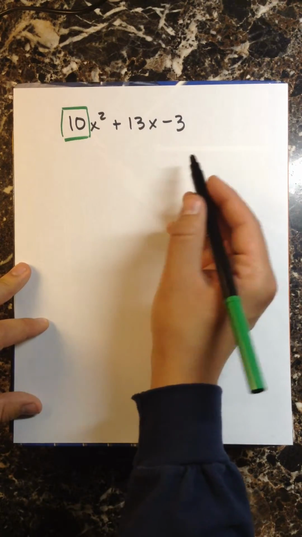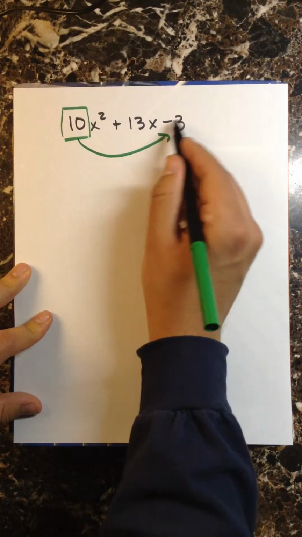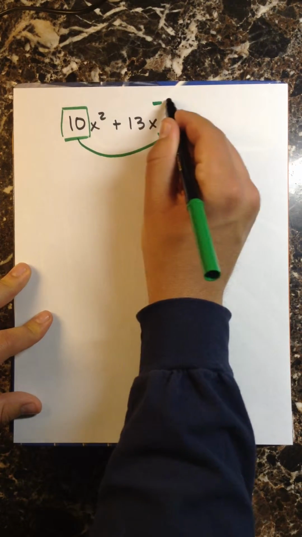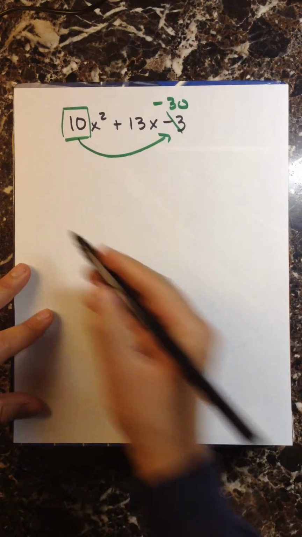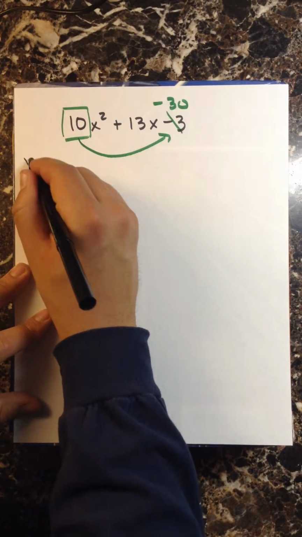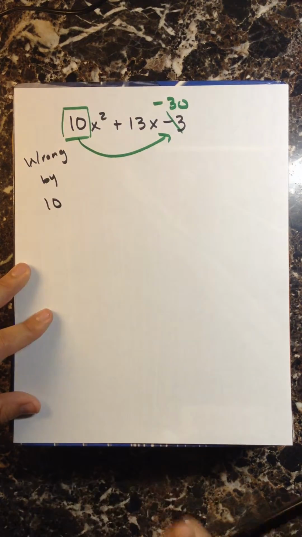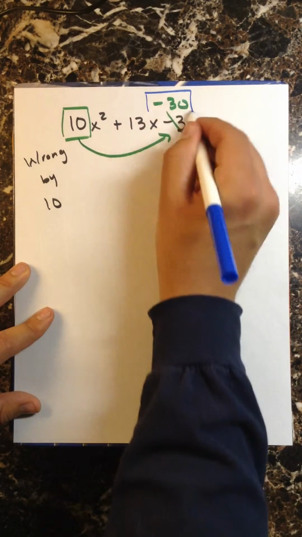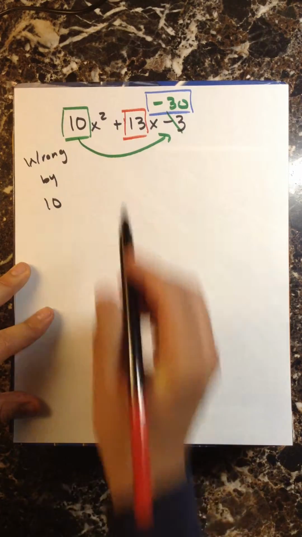So what we'll do is we'll go straight on with the Berry method, and we will multiply our 10 times our negative 3, making that a negative 30. Now again, make a note: because we multiply the 10 in, whatever we have will be wrong by 10. And from here, we'll try and find two numbers that will multiply to negative 30, and add to 13.